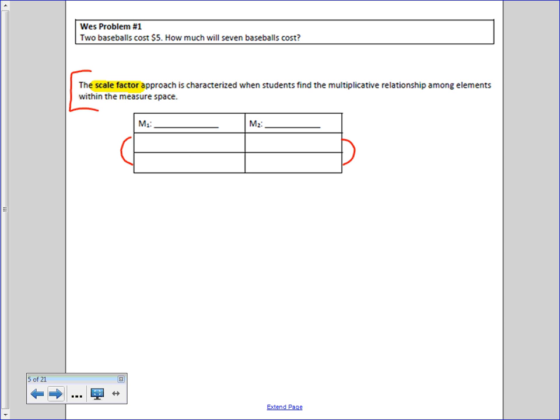So we'll set up our proportion. 2 baseballs cost $5. How much will 7 baseballs cost? So again, I'm going to find the one I know. I want to go this way since this is the number that I have. So to figure it out, I go backwards and divide. 5 divided by 2 gives me 2.5. So I know that 2 times 2.5 is 5. So 7 times 2.5 gives me our $17.50.